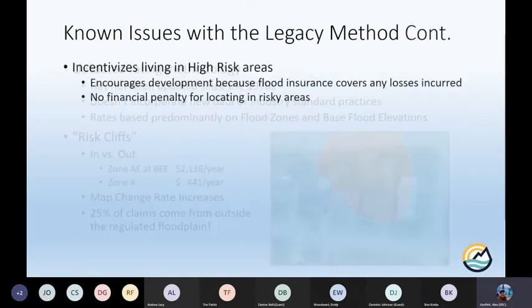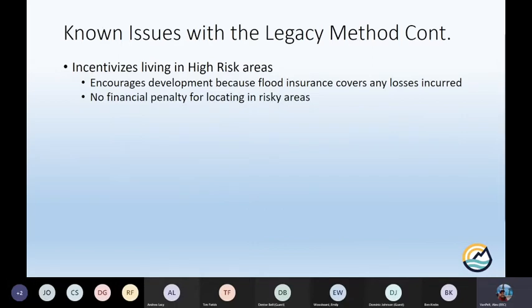Other issues is, with the legacy method, it kind of encouraged people to locate in these high risk zones. How did it do that? Well, you can get insurance that's going to cover any losses that you have. So there was no negative financial penalty for living in these high risk zones. FEMA wanted to address that with this new methodology.